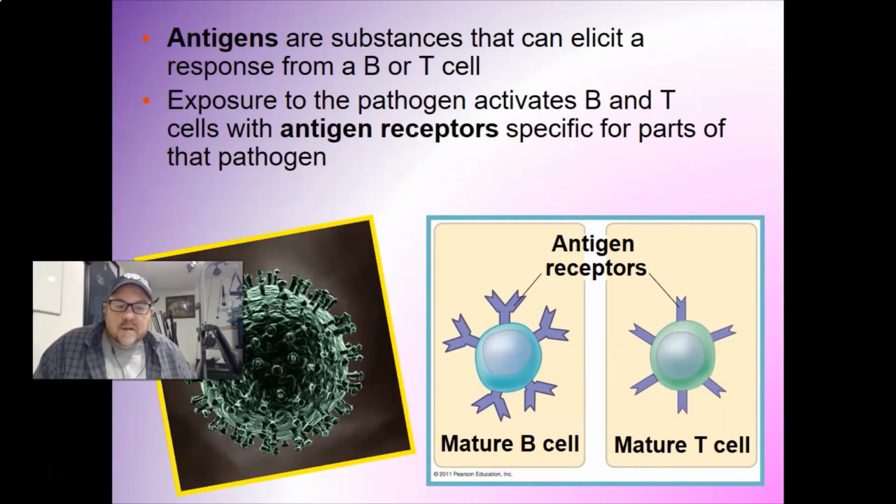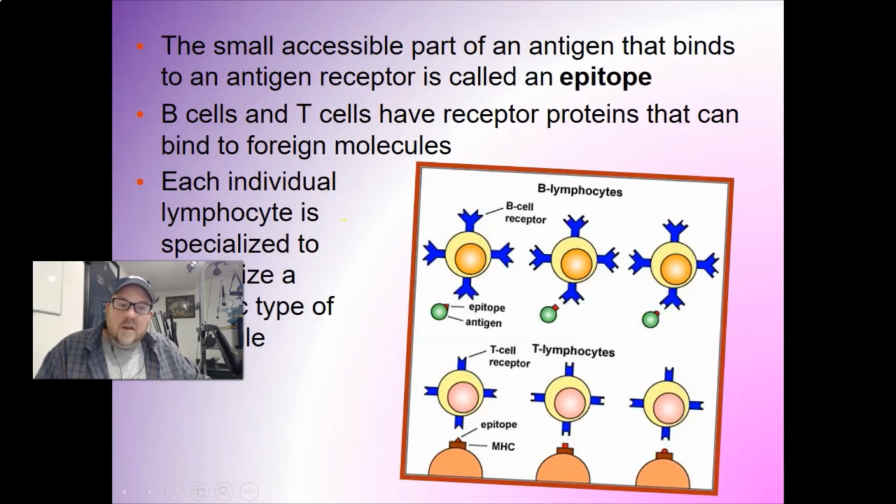So, antigens are substances that can elicit a response from your B or T cells, right? And exposure to the pathogen activates these cells that have the right antigen receptor. Okay, so here you can see mature B and T cells with these receptors, and we're looking for a specific pathogen, and you don't bond the entire antigen. What you do is you bond a part of it called the epitope.